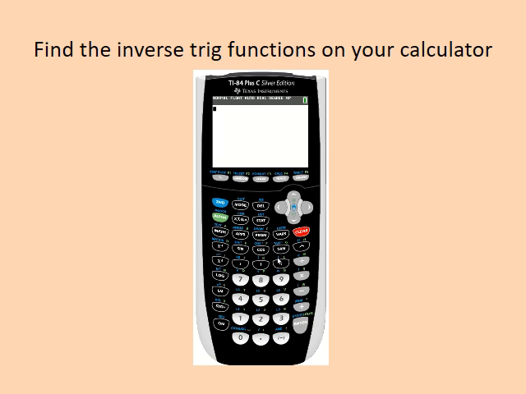You can find the inverse trig functions by pressing second and then the function. So second sine will give you the inverse sine, and you would take the inverse sine of a ratio, say 2 divided by 3. To find inverse cosine, do second cosine, and we'll do 2 divided by 3. You can do any ratio. And then inverse tangent is second tangent, so 2 divided by 3. On most calculators, it's second and then the function to find the inverse trig functions.